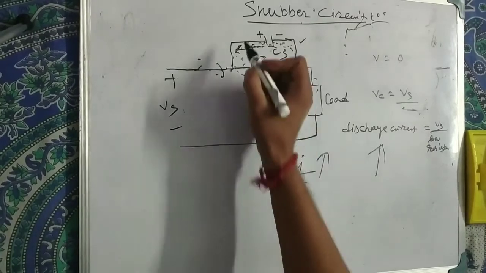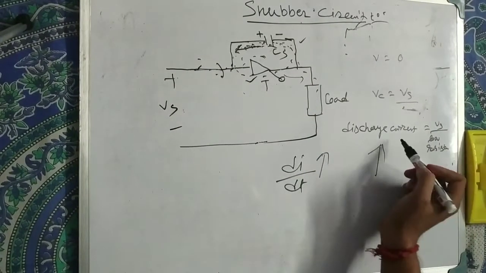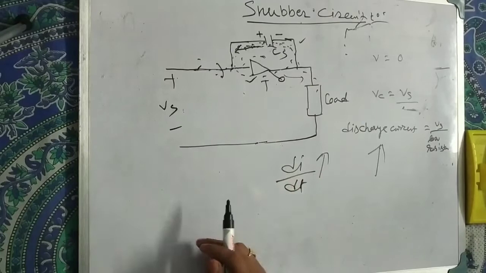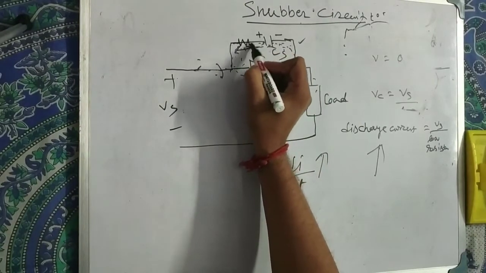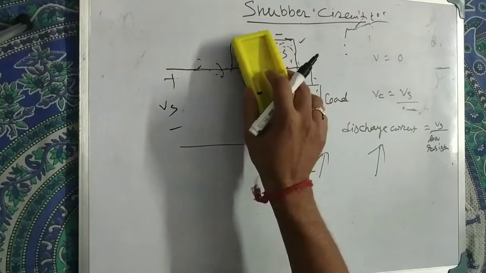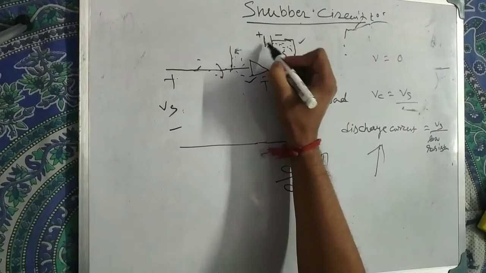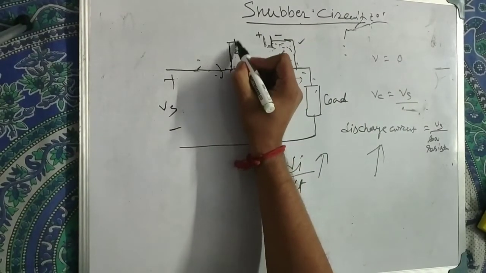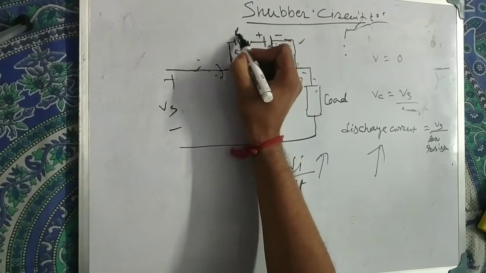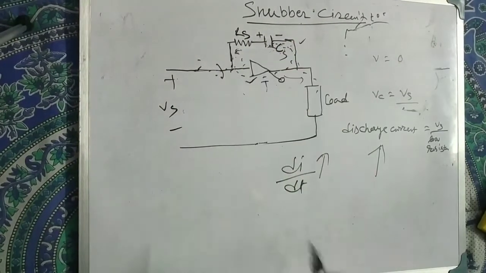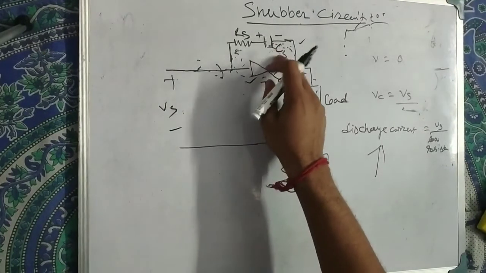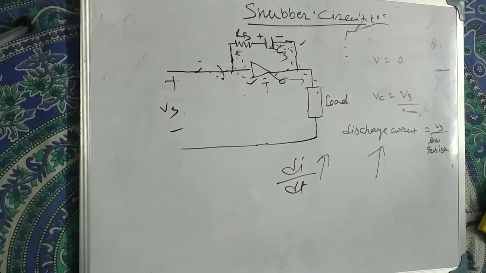So what will we do? We have to limit the high current. How can we limit the high current? We have to connect a series resistance. Now let me draw it again. So we will connect a series resistance with this capacitor. Okay. This is the complete snubber circuit.